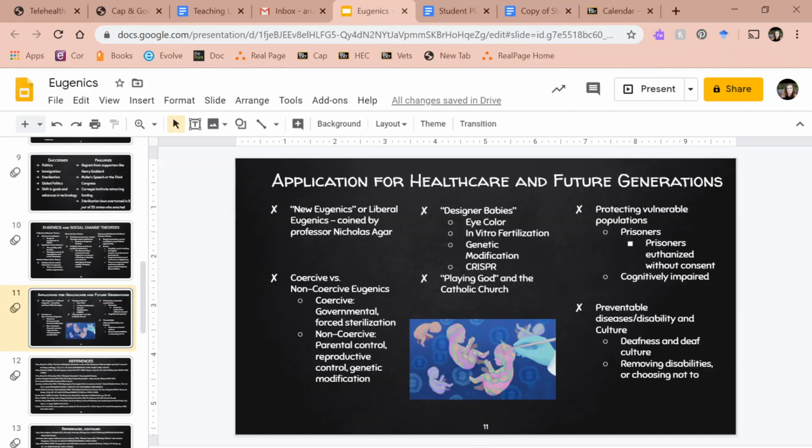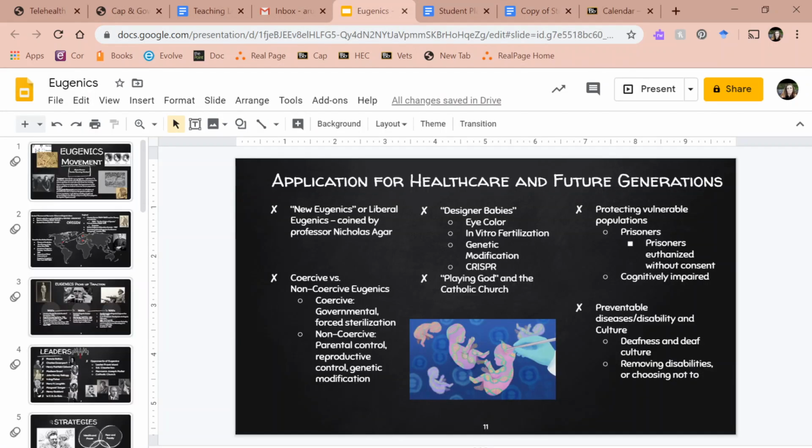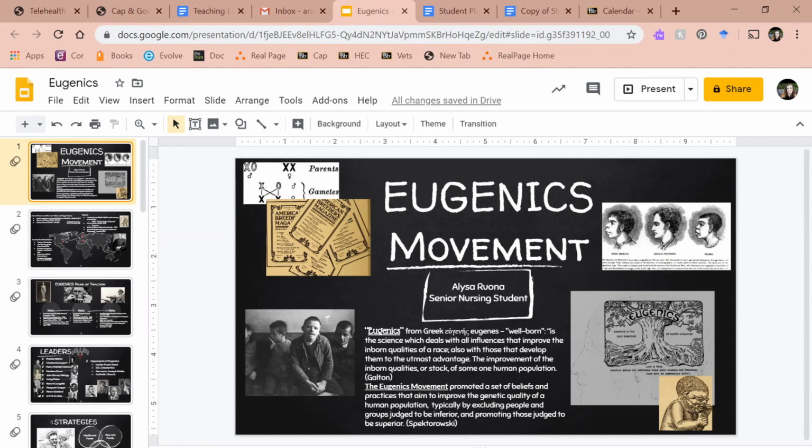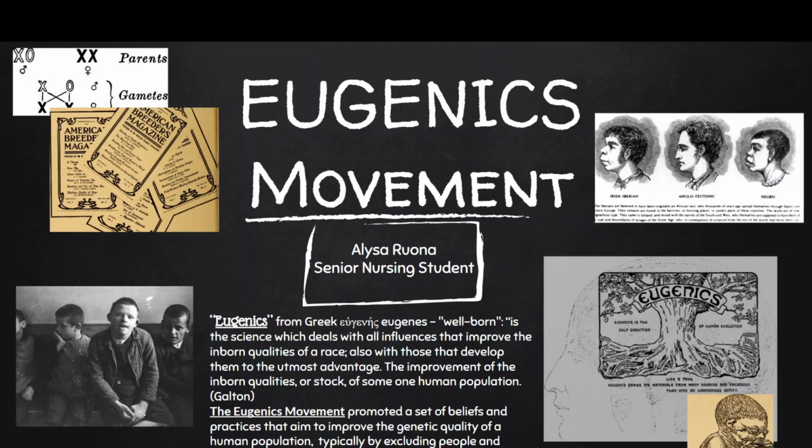Hello, my name is Alyssa Rona, and I'm here to talk about eugenics. I'm a senior nursing student, and I'm going to talk about the dark and twisted history of eugenics during and after the Progressive Era.